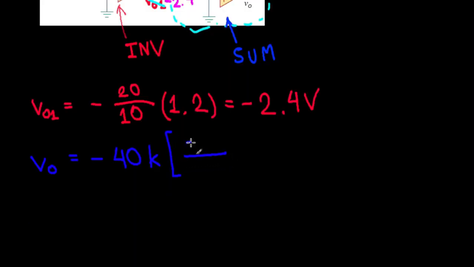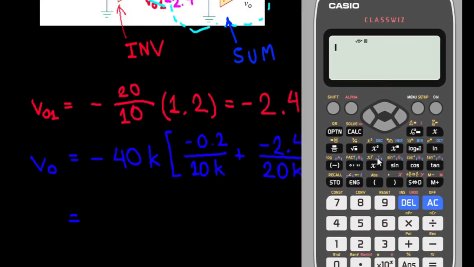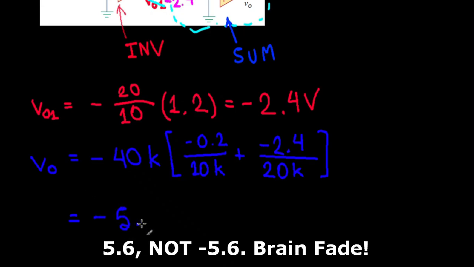So let's see, negative 0.2 divided by 10k plus negative 2.4 divided by 20k. Let's bring out our calculator. As I said, the kilos cancel out, so we don't need to worry about that. Negative 40, so we don't even need the negative anymore, because that's also canceling. Minus 0.2 by 10 plus minus 2.4 divided by 20. And this gives me 5.6. Let's write that down. Voila, we have our final answer. That was pretty simple. It's 5.6 volts.